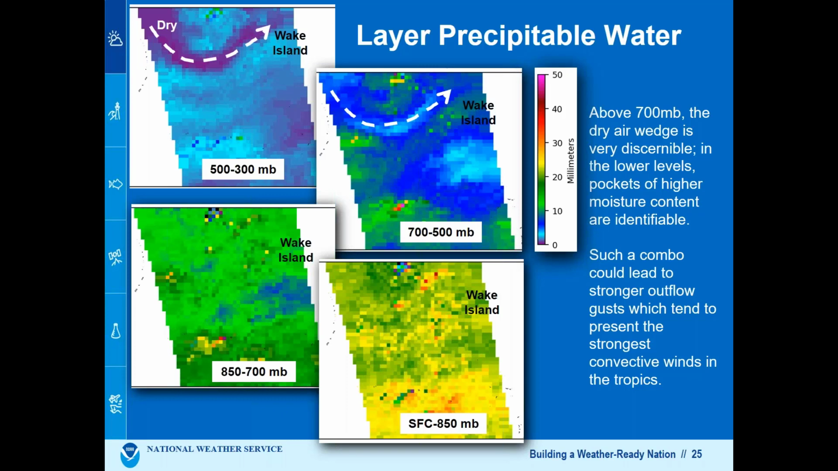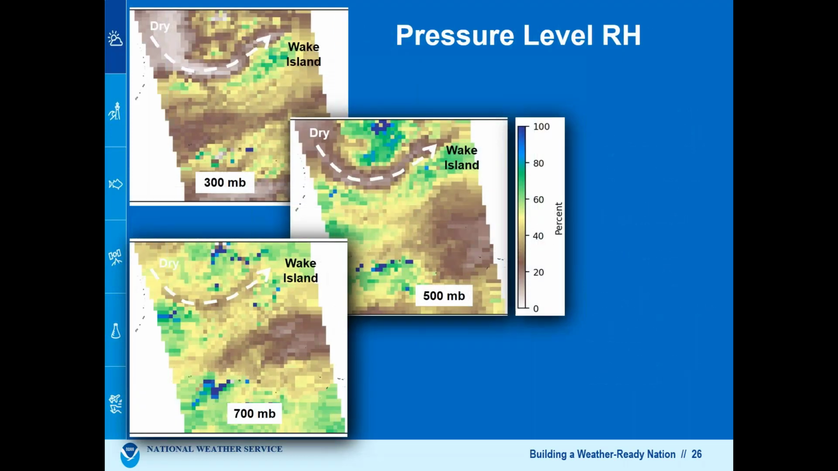And across the Micronesian islands, there is a higher vulnerability to such stronger wind gusts. So it's something that we have to keep in mind and continually assess. Let's look at the relative humidity at different pressure levels: 300 millibars, 500, 700. A smiley face of dry air wedging its way from the west toward Wake Island. That is evident in all three.